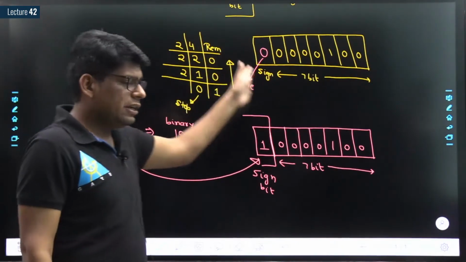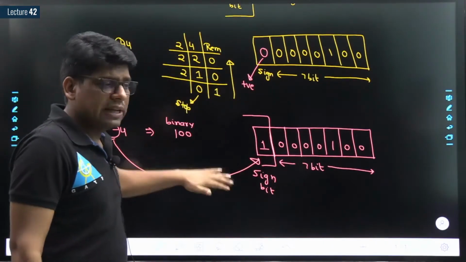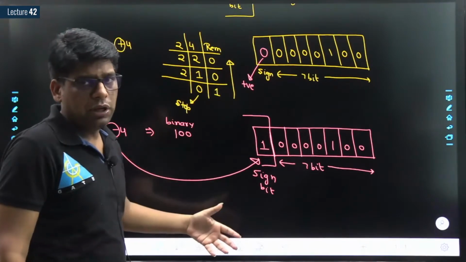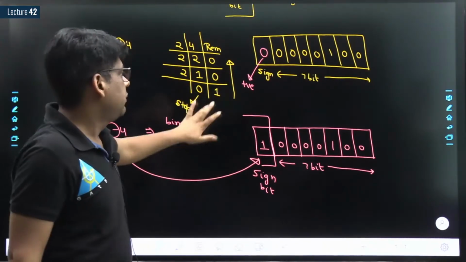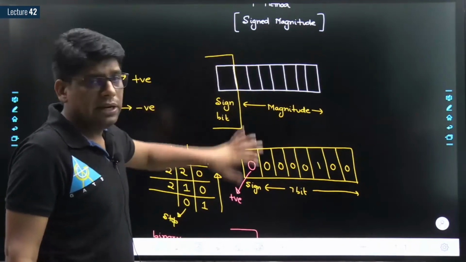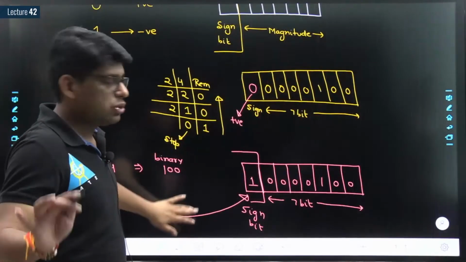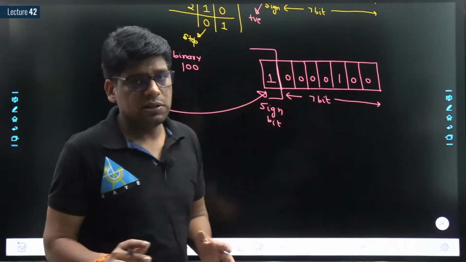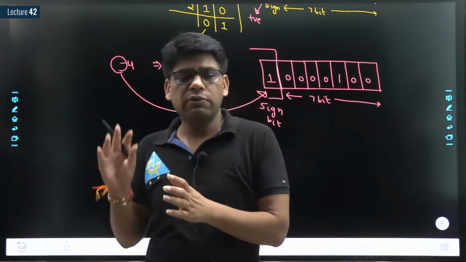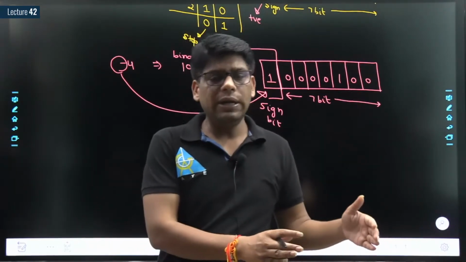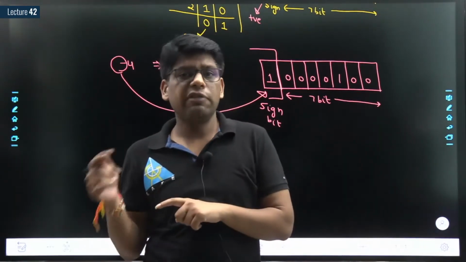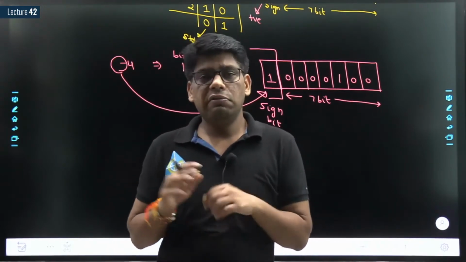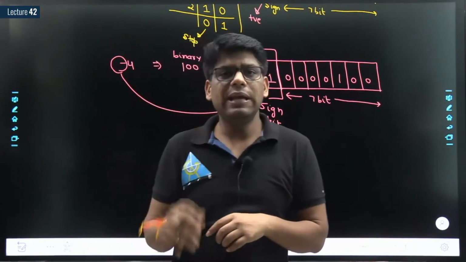So that's how we can store positive as well as negative numbers in computer using signed magnitude representation. The story is very simple. Don't focus on positive or negative. Find the binary equivalent. And if the number is positive, put the MSB as 0. If the number is negative, put the MSB as 1.